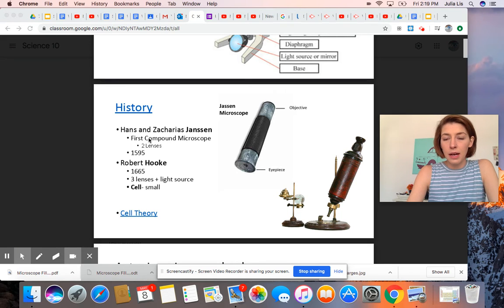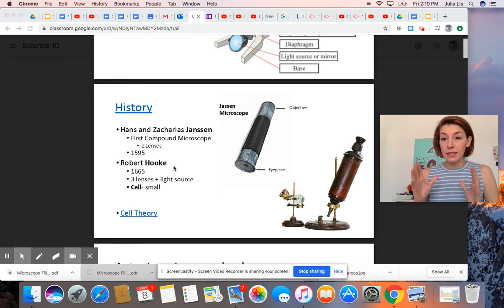So this is a father-son team, and they came up with the first compound microscope. It looks like a telescope, and that's really where it stemmed from. So in the 1500s, they came up with this compound microscope, and it's a compound microscope because it has two lenses, one on each side.